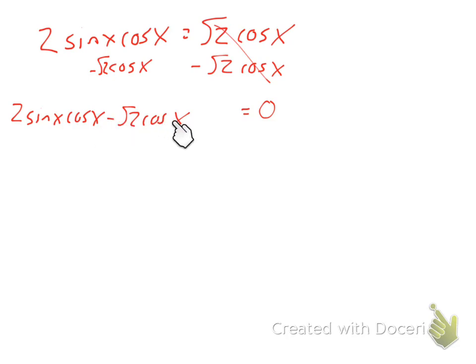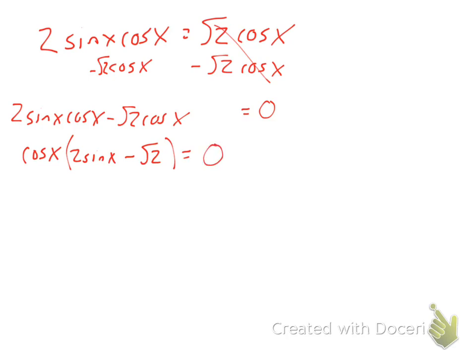What's in there? It's a cosine. So that means take it. Factor it out. Cosine x. If I took a cosine x out of that first group, what's left? What's left in there? 2 sine of x. And then I take the cosine away from that second group and I'm left with a negative square root of 2. And all of this would equal 0.